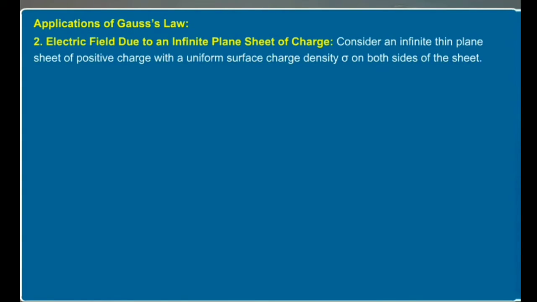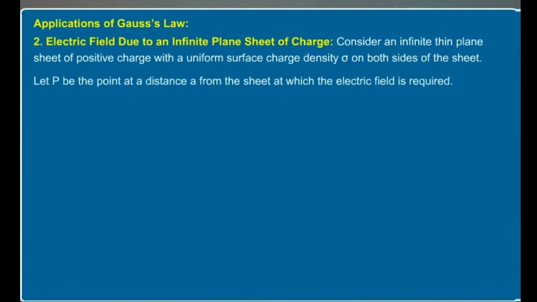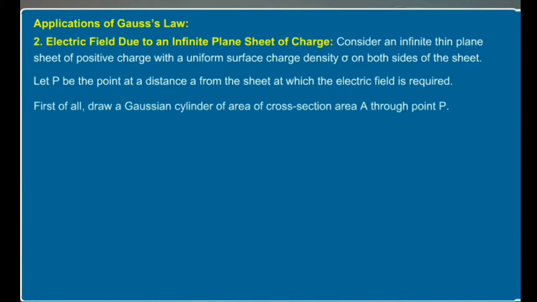Next, applications of Gauss law: electric field due to an infinite plane sheet of charge. Consider an infinite thin plane sheet of positive charge with a uniform surface charge density sigma on both sides of the sheet. Let P be the point at a distance from the sheet at which the electric field is required. First of all, draw the Gaussian cylinder of area of cross section A through point P.